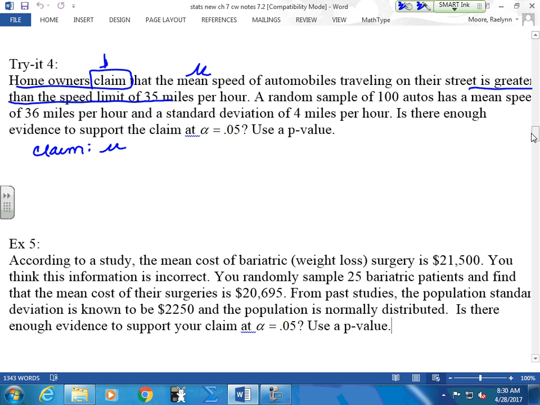It's greater than. How do I write this? Greater than 35. Good. No equal to, right? Is that the H0 or the HA? HA. Now, write its complement. The mean less than or equal to 35.